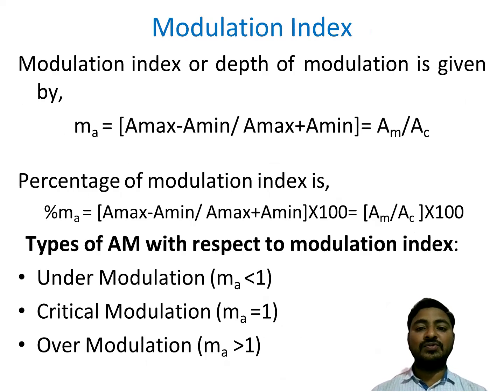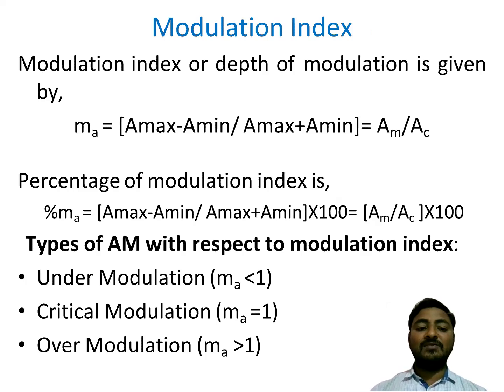Modulation index is also known as the depth of modulation. The depth of modulation means the ratio of the amplitude of the message signal to the amplitude of the carrier signal. You can find the percentage of modulation as Am/Ac multiplied by 100. Types of amplitude modulation with respect to modulation index: depending upon the modulation index, amplitude modulation is classified into three types.